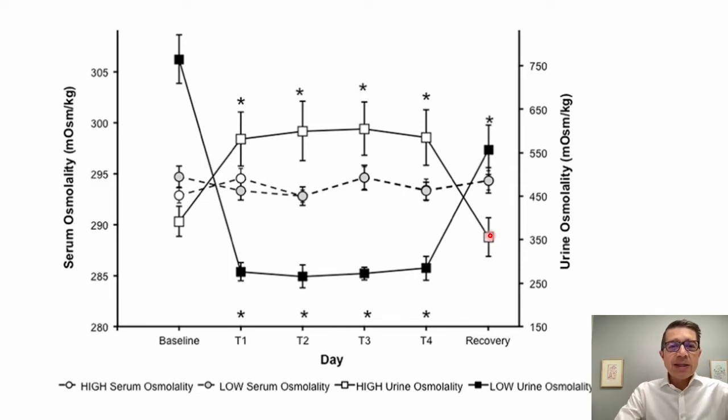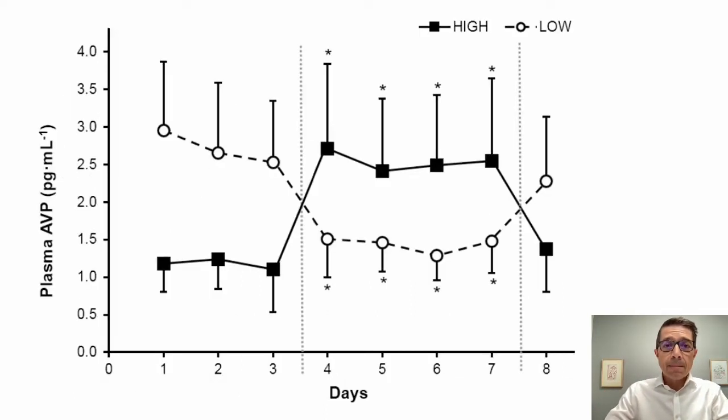So let's pay attention to this very interesting point. The interesting point is here. Look at the serum osmolality, which is the data, the circles right in the middle. Whether you were a high drinker or a low drinker, whether you changed or did not change the amount of water you're drinking, the serum osmolality remained the same. So serum osmolality didn't seem to change in response to drinking more or less water, which is really interesting.